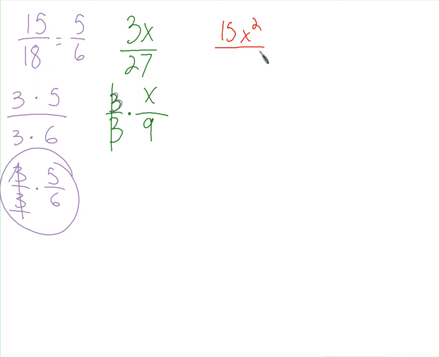15x squared over 25x. That's a good suggestion. Can this be simplified? Yes. Okay. Let's just start off easy. Let's start with a number that you think you can cancel from the numerator and denominator. What do you feel like it can be?